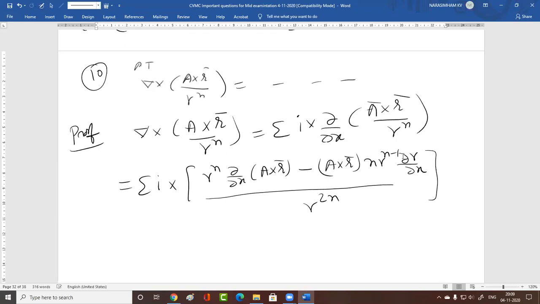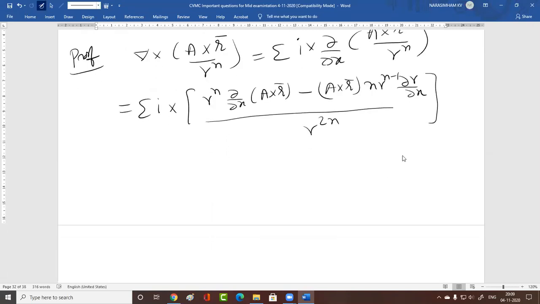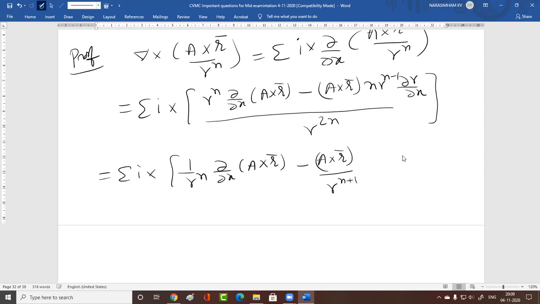Okay. Now simplification. Here R power n and R power n both are cancelled. Dou by dou x of A cross R bar. Here A is a constant vector. Now A cross R bar into, here R power n cancels. So here we have one more, R power n plus 1, R power n plus 1 into dou R by dou x.